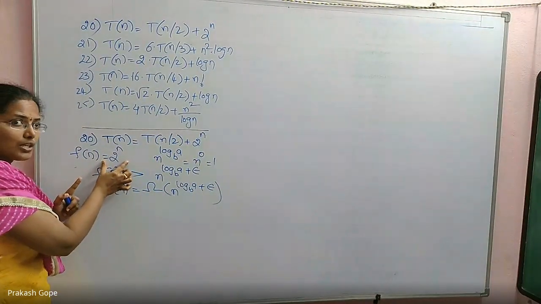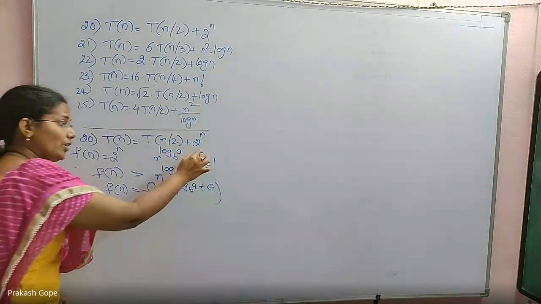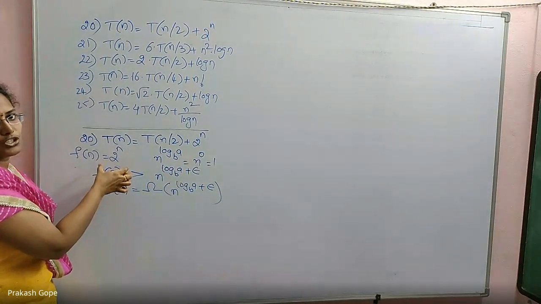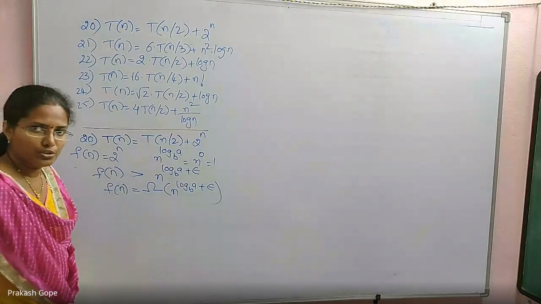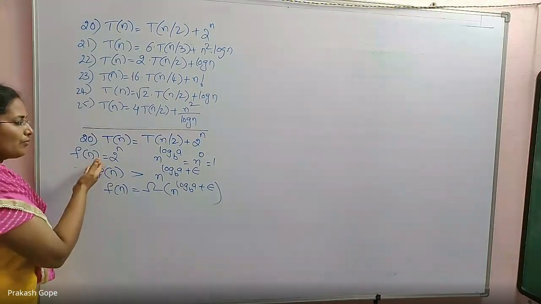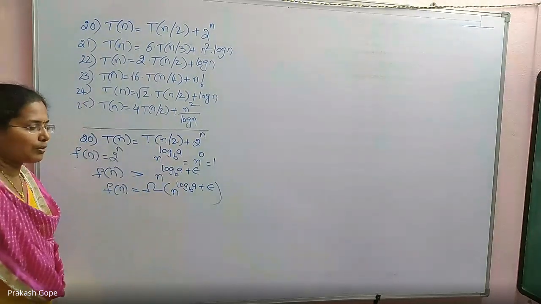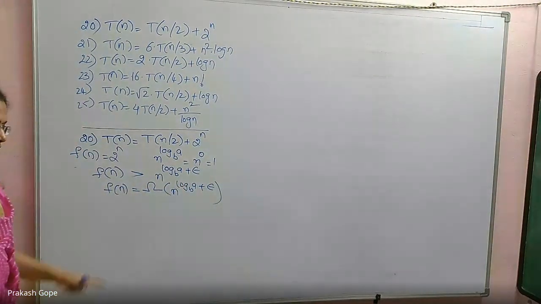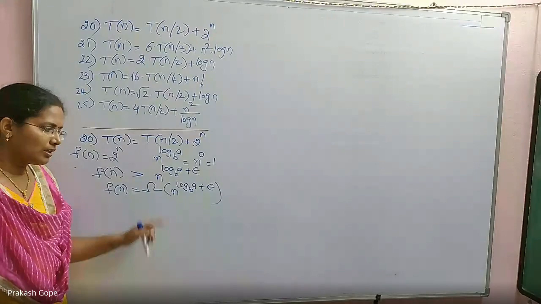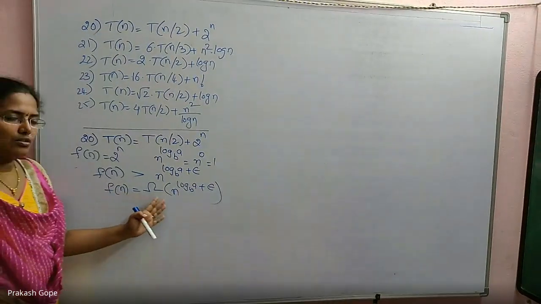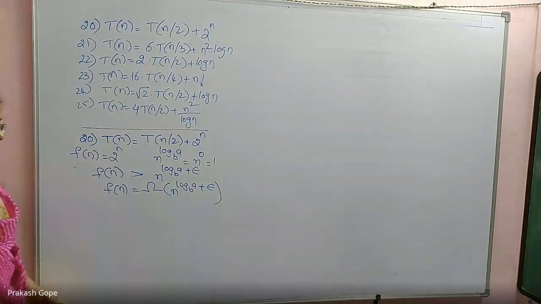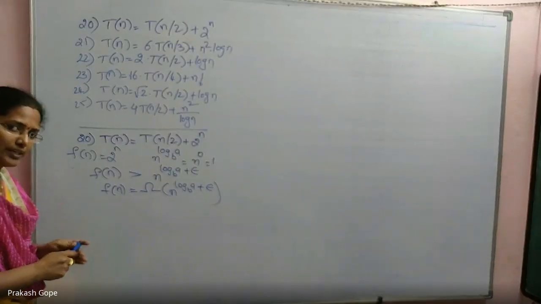This is much greater than n power 0. Even if I add something, still this is much greater than. That is how you need to see. So f of n is greater than n power log a to the base b, even if you add something to the power. So obviously, greater than means big omega. So f of n is equal to big omega of n power log a to the base b plus epsilon, which means it is coming to case 3.